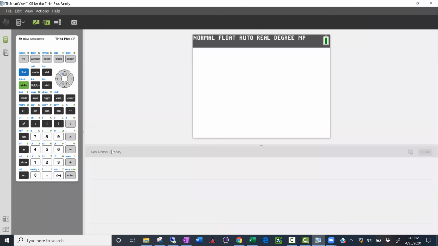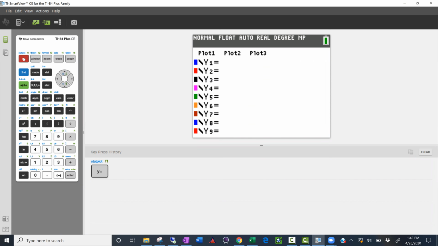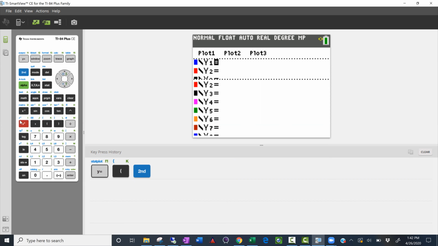The first thing you want to do is type in the equation. So let's do this in a relatively straightforward way. We'll need parentheses around the numerator. So left parenthesis, second, e to the x. Whoops, that's not e to the x. Let's try it again. Second, e to the x, that'll be above the log key. There we go.